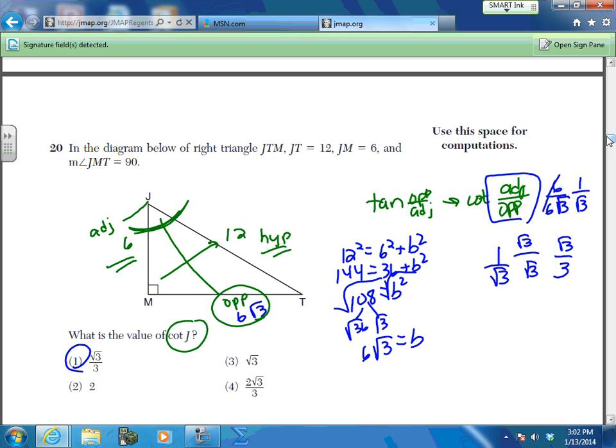You had to go through this little interim step first to find the missing side. Remember your SOHCAHTOA, that helps too. And also remember to keep track of your reference angle.